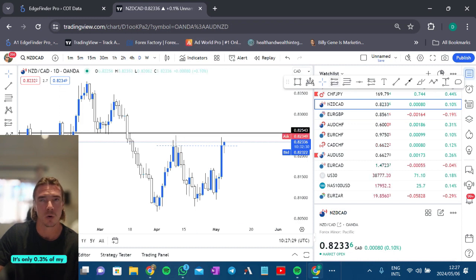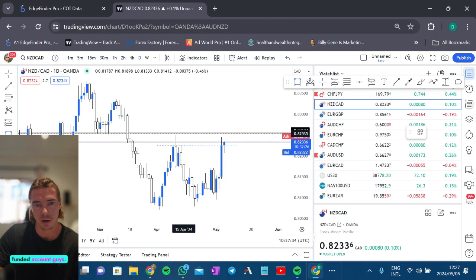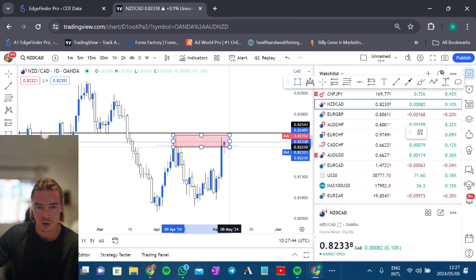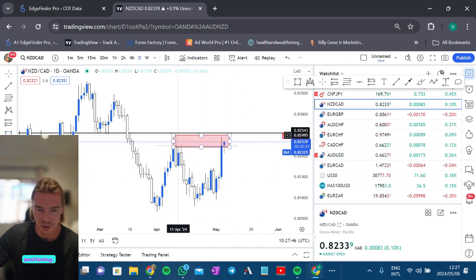It's only 0.3% of my account, and I am trading on a funded account, guys, so I literally have $15,000 to trade with, and I'm doing the exam. So I'm just going to highlight this area that it's in, so that entire width of area is still a good positioning.